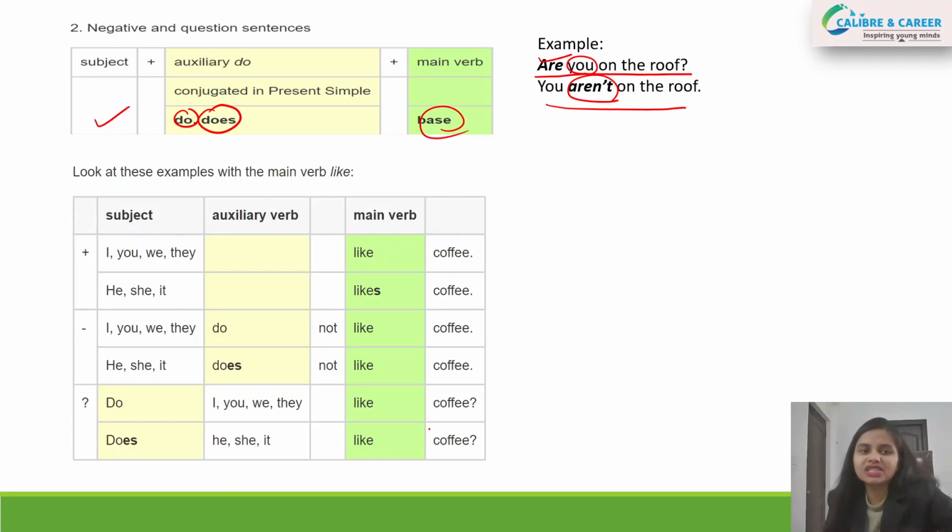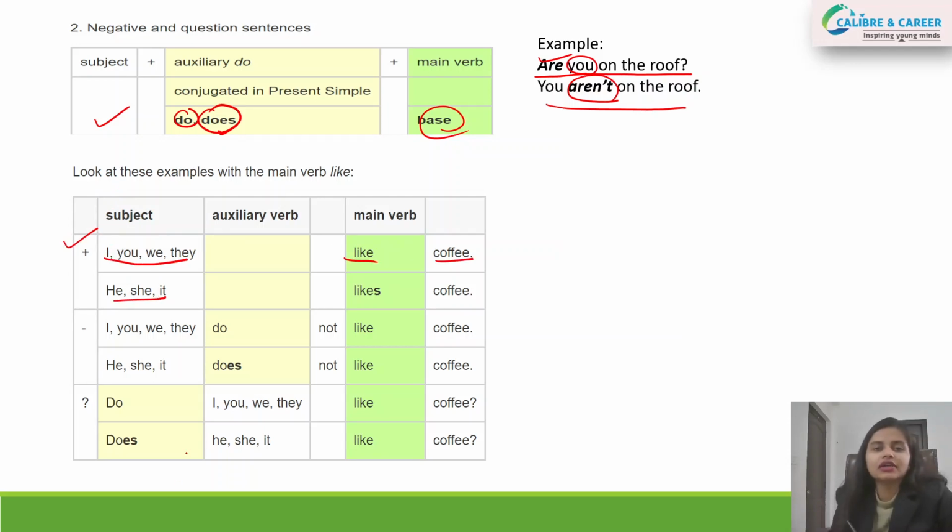Alright. So I hope it is clear when to use positive sentences, when to use the auxiliary verb, and how you should use them with the different types of persons. Verb first form will be there, and with respect to the person, you will see if you have to use s or es. Like here, do will become does. So let's see some examples. In positive sentences, what will you say? I, you, we, they like coffee.